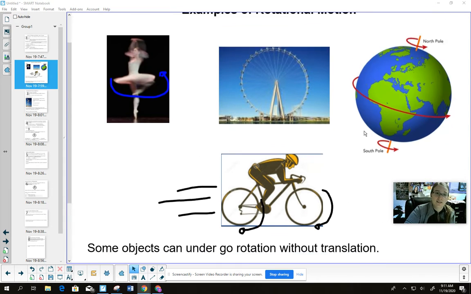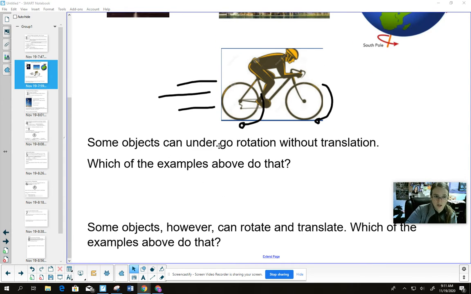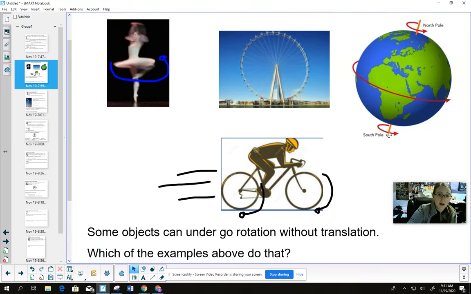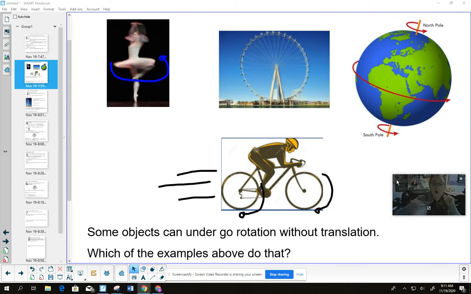Looking at these different examples of rotation, some objects can rotate without translation. What this means is like this: if I just took my Totoro and rotated him in place, he didn't move. The example I was showing before was this, right? That's rotation with translation. This is just rotation. It's staying in place. So which of these examples above do that, where we only have rotation, but we don't have any other type of motion?